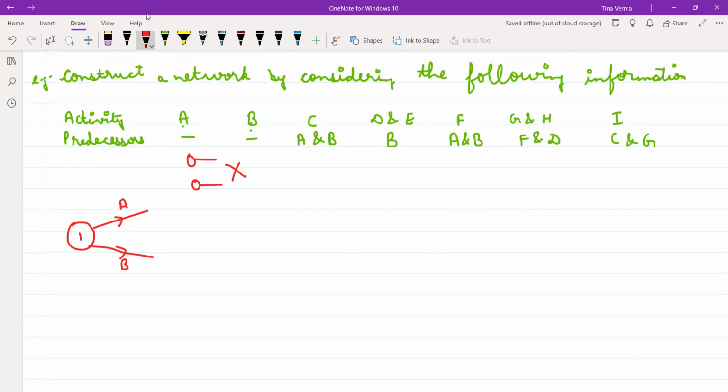Is it clear? That's why you have not done it like this, with separate starts for activity A and activity B, because A and B activities do not require any predecessor, so they can start from the origin. Is it clear? Right? Now for activity C, I require A and B. What should I do? Can I do it like this?